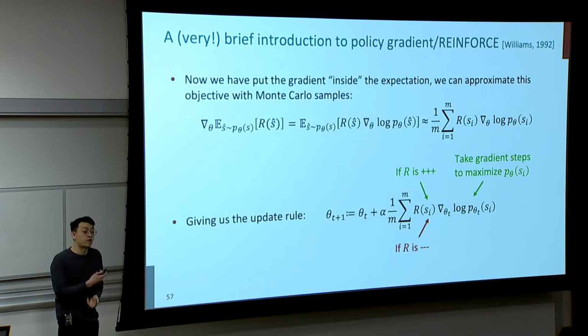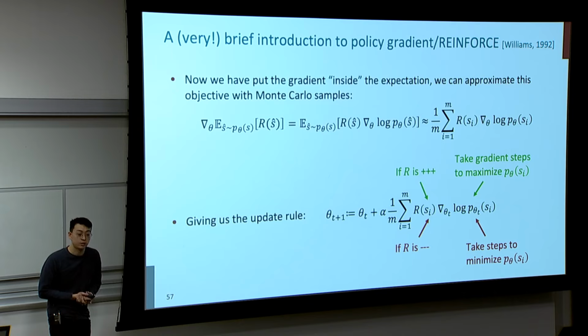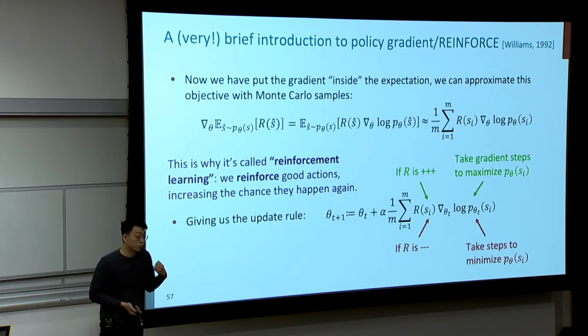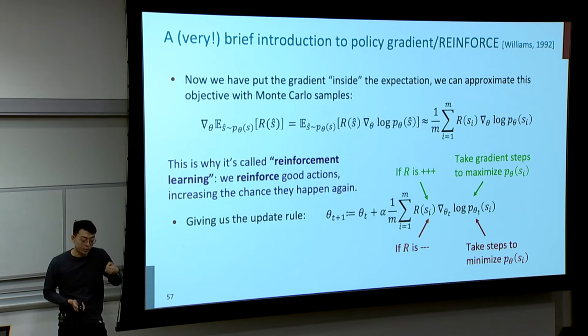And on the other hand, if R is low or even negative, then we will actively take steps to minimize the probability of that happening again, right? And that's like the English intuition of what's going on here. The reason why we call it reinforcement learning is because we want to reinforce good actions and increase the probability that they happen again in the future. And hopefully this intuitively makes sense to all of you.